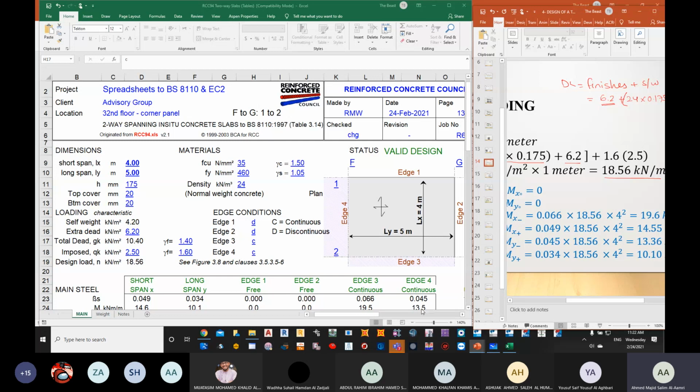Now taking into account that this is only one decimal, it will not give you more than one decimal, so it's rounding up. And then we have long span, which is representing y positive. So my y positive is 10.1, and here we have 10.1. And then we have short span, which is x positive. It is 14.6 here, and we have it here as 14.55. So we have verified our result values with the Excel. Next step is to check.